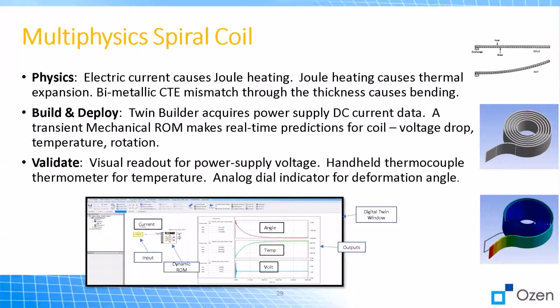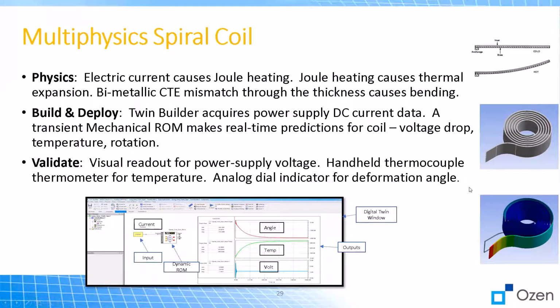Okay, another prototype, it's a multiphysics spiral coil. I created this model. Basically, we have a spiral model that has bimetallic materials, basically two metals with different thermal expansion coefficients, which means that when we heat it, it starts to deform in a different way. So if it's a straight line, it will bend. If it's a spiral, you fix one side, the other one will start rotating.